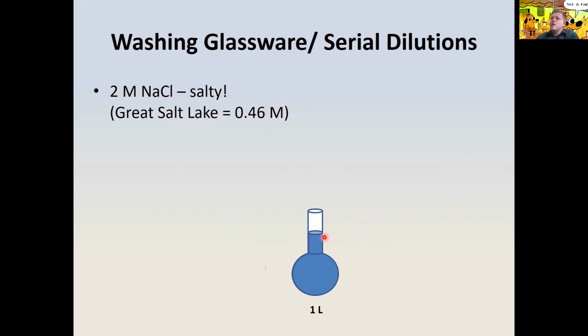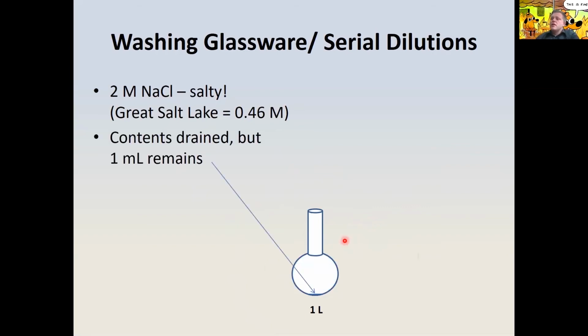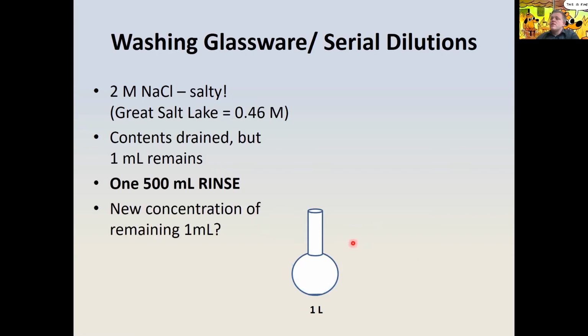Let's say now we dump this solution out and there's just some drops left at the bottom. Let's say there's only about 1 ml remaining at the bottom for convenience. And then we do 1 rinse of this with 500 mils of water, and we dump that all out. Now there's just 1 liter down here remaining. What's the concentration of that? Well, it's 0.004 molar. You can still taste that.